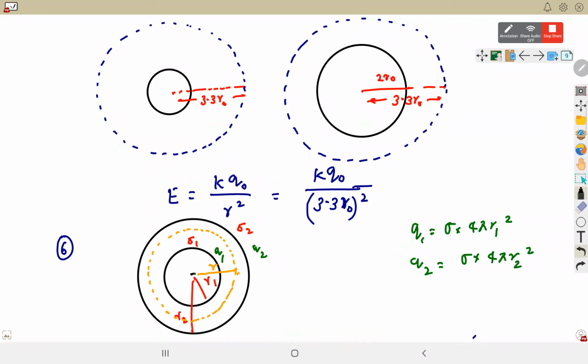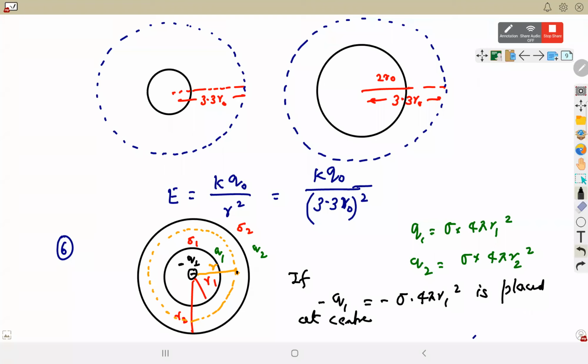जितना चार्ज इस पर है, अगर हम उतना ही नेगेटिव चार्ज सेंटर पे रख दें. If you place exactly the same amount of charge at the center, so if minus q1, meaning minus sigma into 4 pi r1 square, is placed at center, इस गॉसियन सरफेस के अंदर टोटल चार्ज माइनस q1 सेंटर का और q1 स्फेरिकल शेल का, total charge will become 0. Then electric field will become 0 in this region, r less than r2 greater than r1.